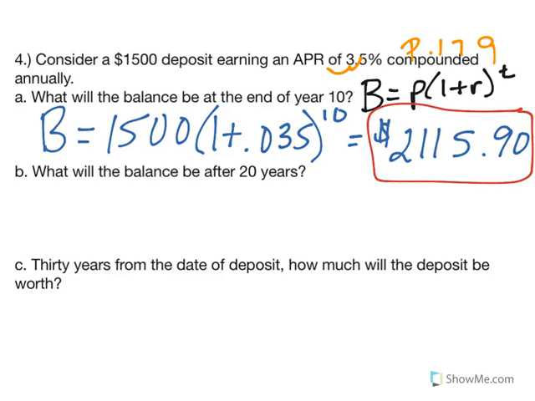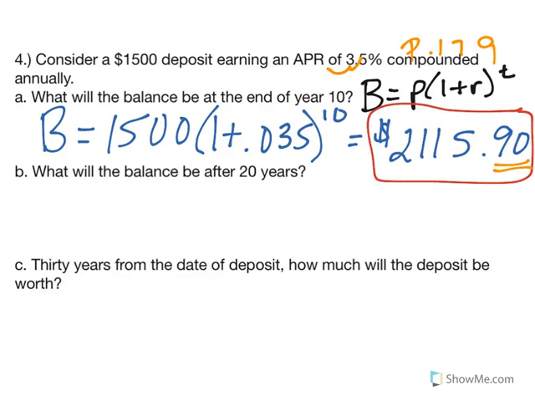And, sorry, I didn't talk about this earlier. We're talking about money. So you should always be rounding to 2 decimal places because money is 2 decimal places. So go ahead and hit pause, do B and C, and then come back and check out the explanations.